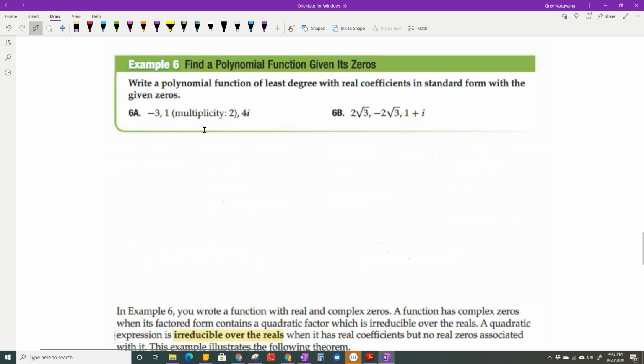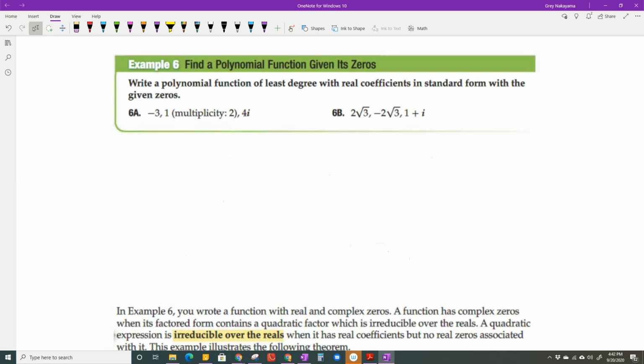And I hope y'all remember when I showed you that video, when it has a multiplicity of 2, that means that when it hits the x-axis, it bounces back and looks kind of like a parabola at that point, which means I'm going to have a squared on that factor. Okay? And if we have 4i, then that means I'm also going to have negative 4i. So let's talk about how we're going to do this.